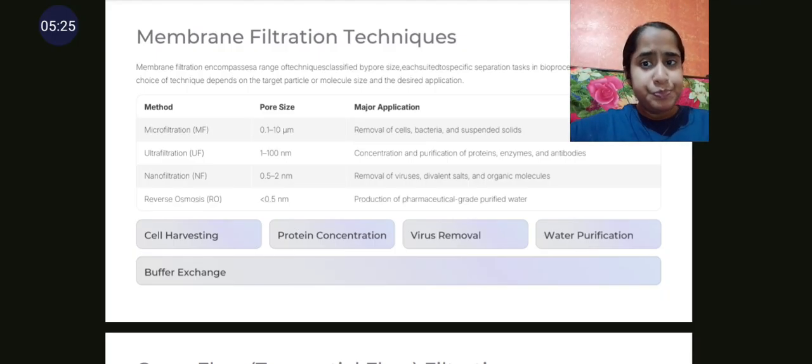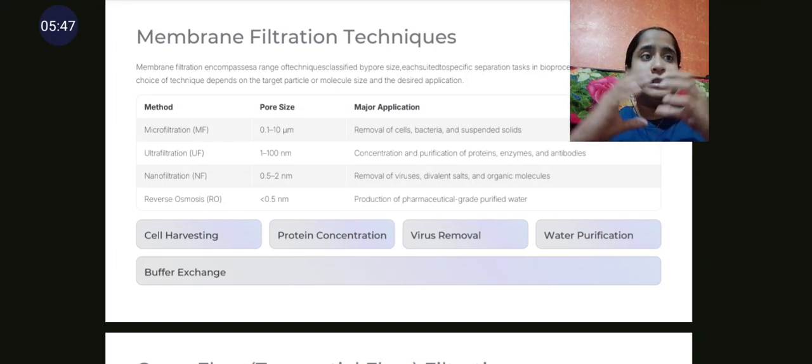Third, nanofiltration, which removes viruses, small organic molecules and divalent ions. Fourth, reverse osmosis has the smallest pore size and is mainly used to produce pharmaceutical grade purified water by removing salt and dissolved impurities.